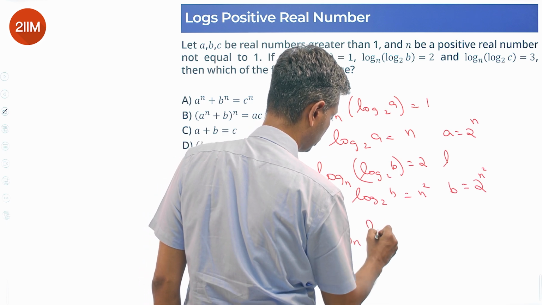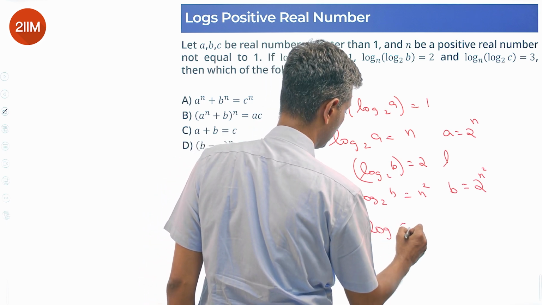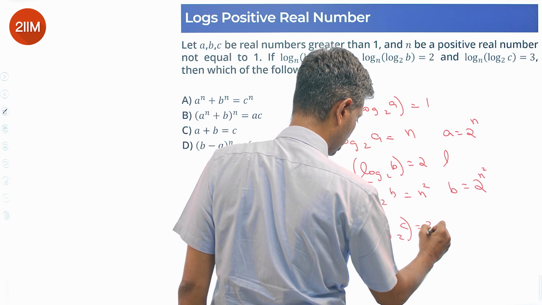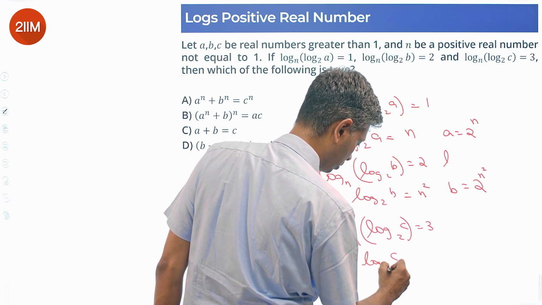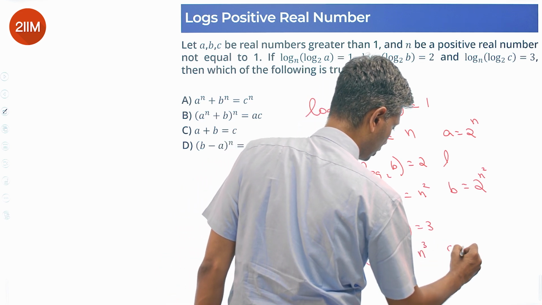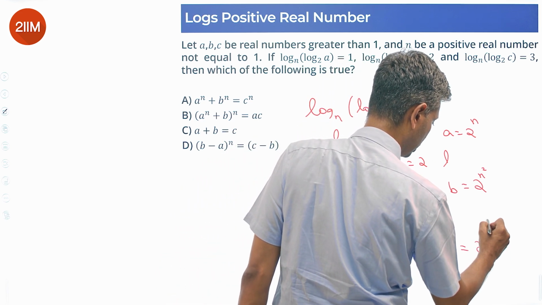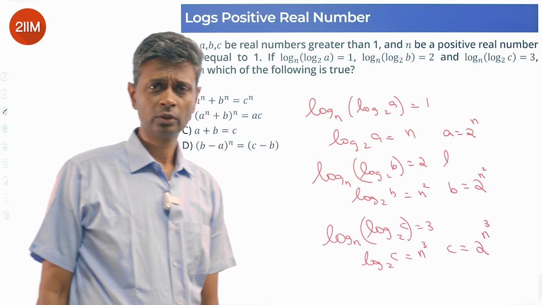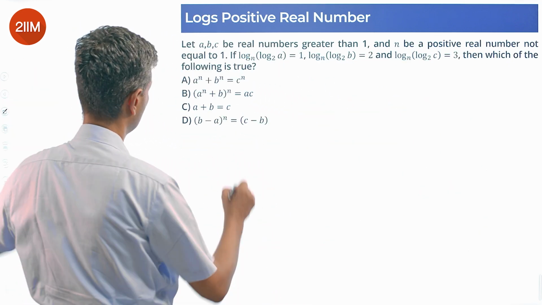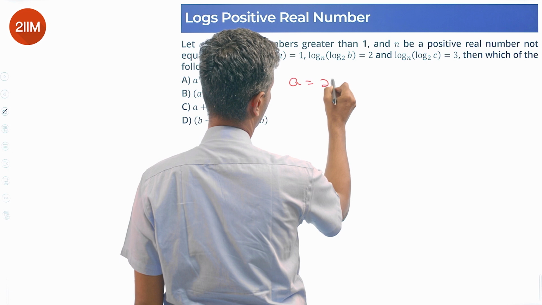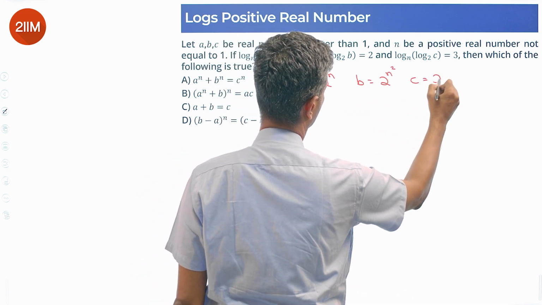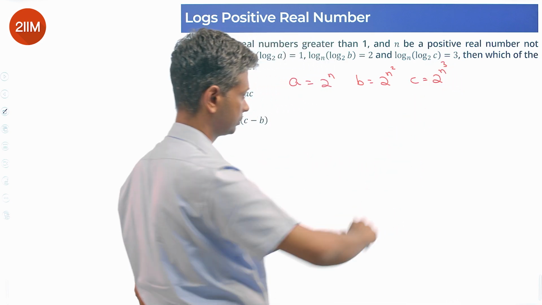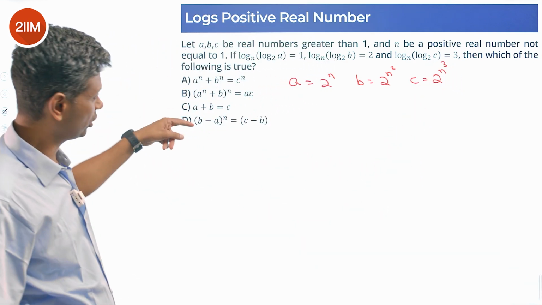Log to the base n of log c to the base 2 is 3, or log c to the base 2 is n cube. c is 2 power n cube. Brilliant. So a is 2 power n, b is 2 power n square, c is 2 power n cube. We need to see which of these choices will work.